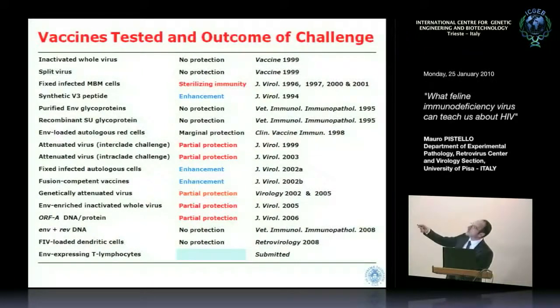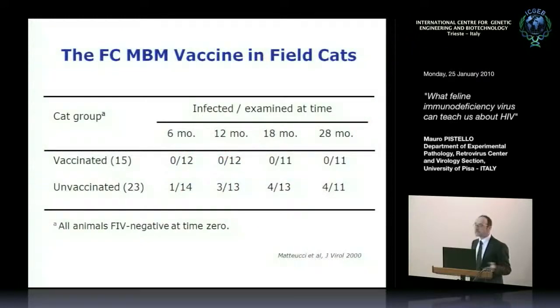Coming back to the fixed infected cell vaccine, we tested it in the field, in a shelter where there were at least four different isolates circulating among the cats. After over 2 years of follow-up, none of the vaccinated animals were infected. Four out of 11 survived, since it was an open shelter and cats were free to go. Four of the unvaccinated animals, treated with adjuvants as controls, got infected. So it worked in the field.